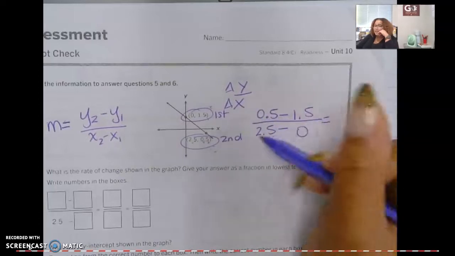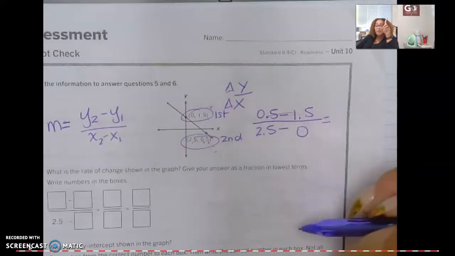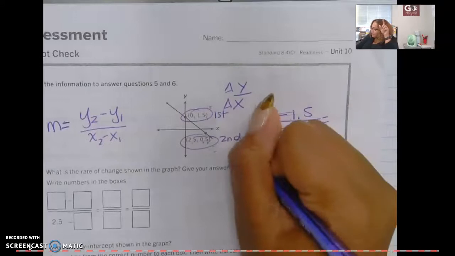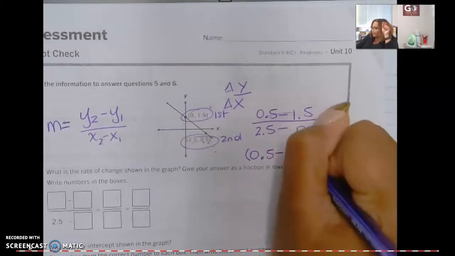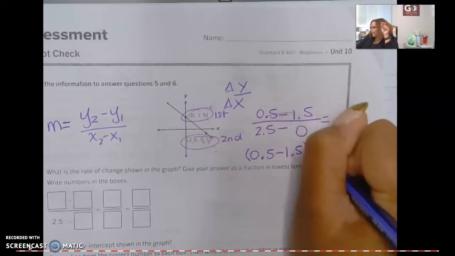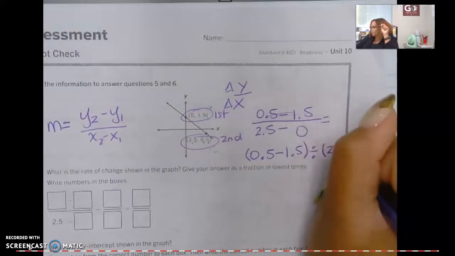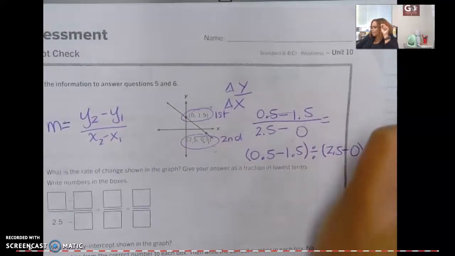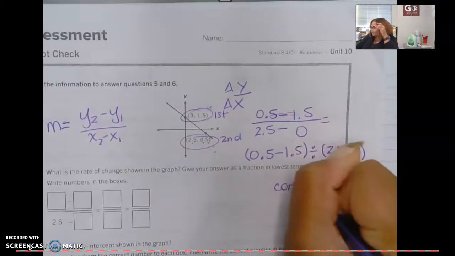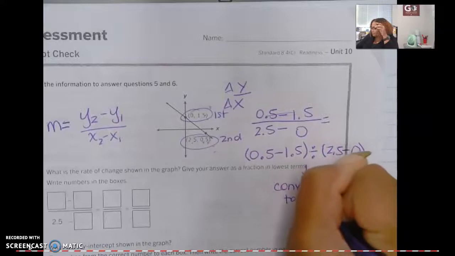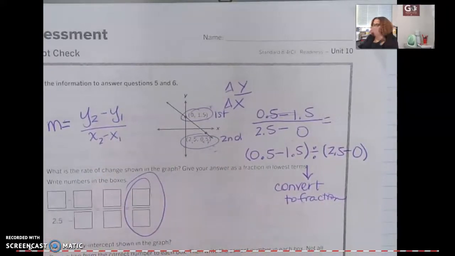This goes in the calculator or in Desmos just as is. This is not 2 separate fractions. This is one big old fat fraction. So if you're putting this in the calculator, you need to do 0.5 minus 1.5 divided by, don't forget the close parenthesis, open parentheses, 2.5 minus 0, close parentheses. And somewhere you need to convert this to a fraction because that's the form that they wanted it.